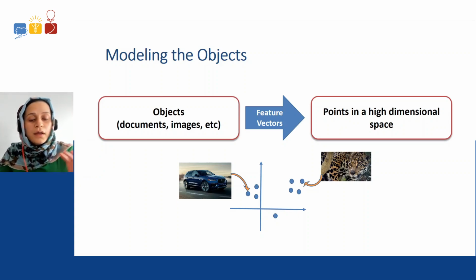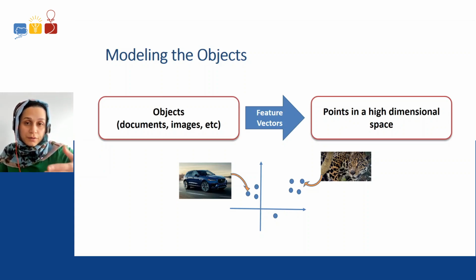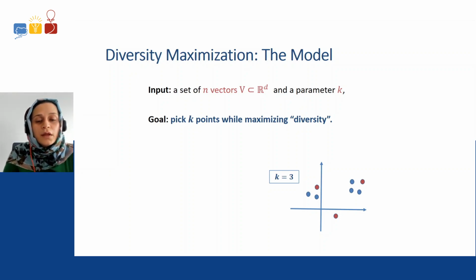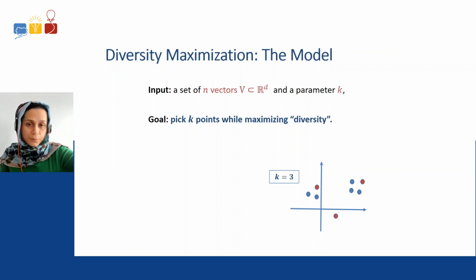And now as the input to our theoretical problem, we're given the following. We're given a set of n points in a d-dimensional space. So d is high, so we're in a high dimensional space, and we are also given this small parameter k. For example, in the search application, how many results do we want to report? Maybe like 10, right? And the goal of our problem is as follows: we want to pick k points that have maximum diversity. How do we do it?